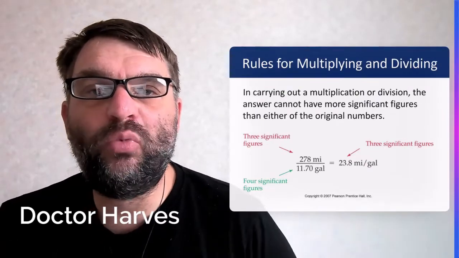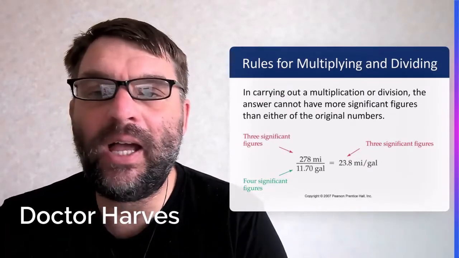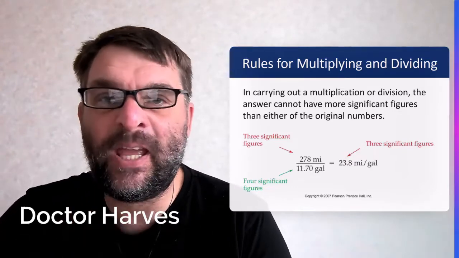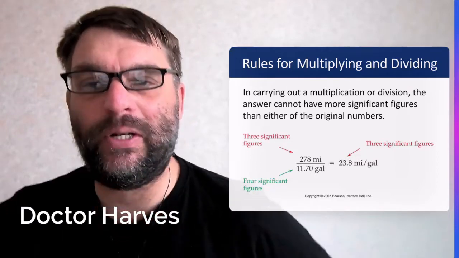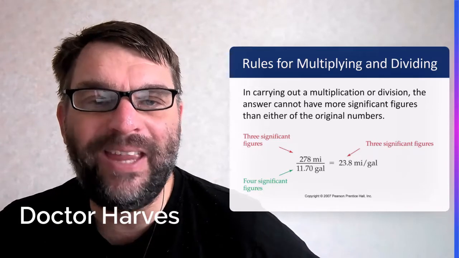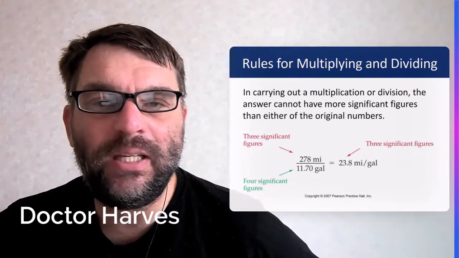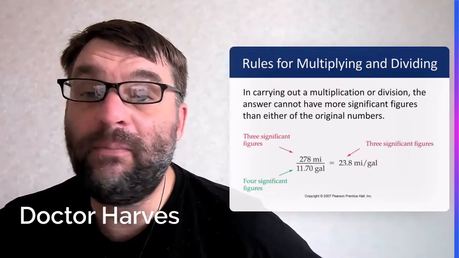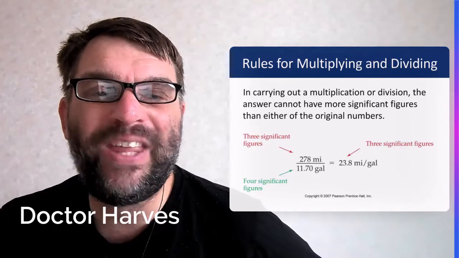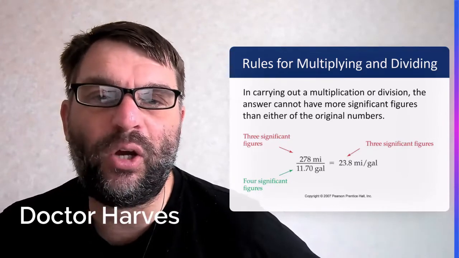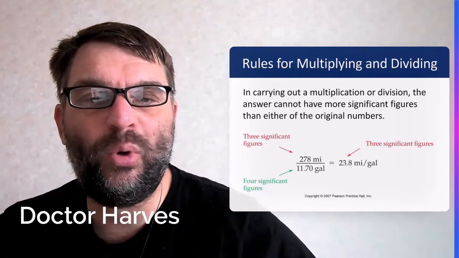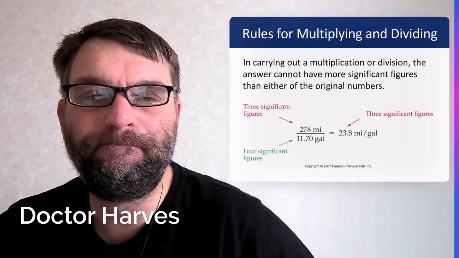So in terms of rules for multiplying and dividing significant figures, the answer cannot have more significant figures than the original numbers. It can't be more accurate than the original numbers that you started with. So in the example we have here, 278 is 3 significant figures, 11.70 is 4 significant figures. Therefore the answer has to be in 3 significant figures, because the distance in miles is 3 significant figures, so 23.8 miles to the gallon.